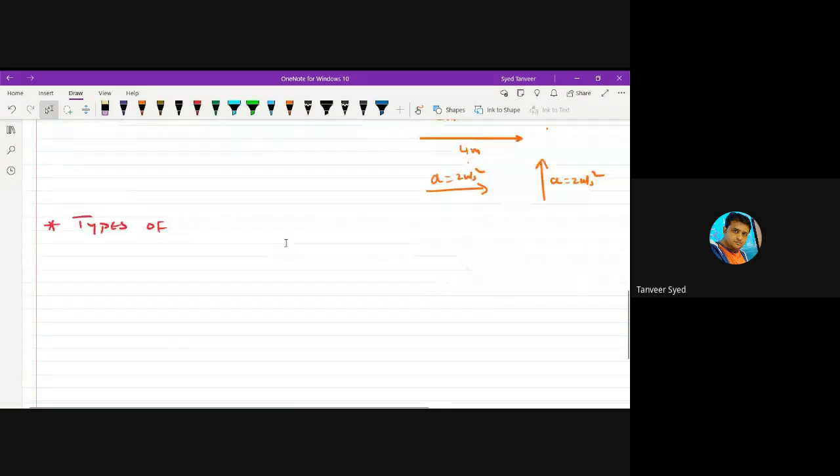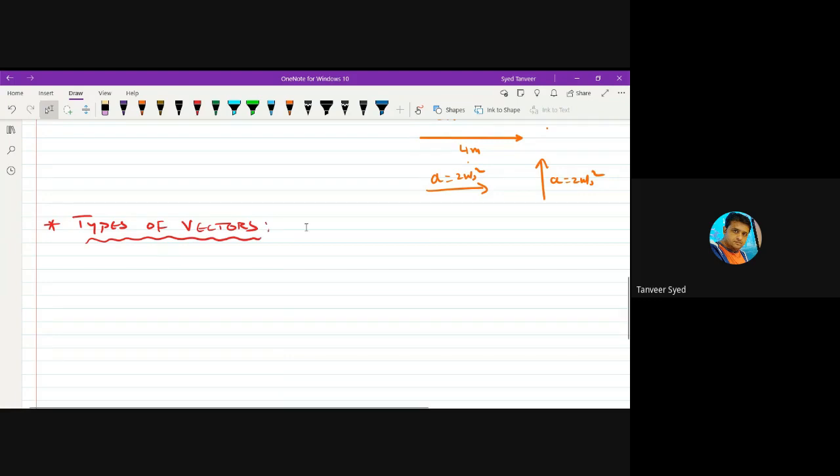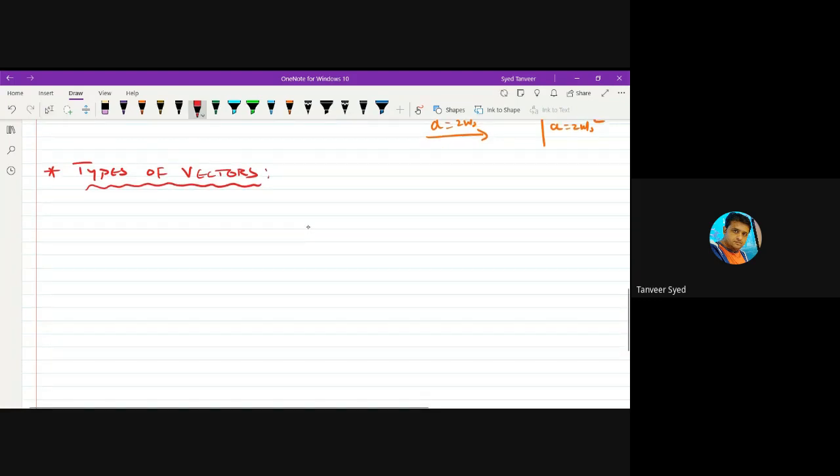Okay, types of vectors. There are many types of vectors. We will take the most commonly used types of vectors. First is equal vectors.